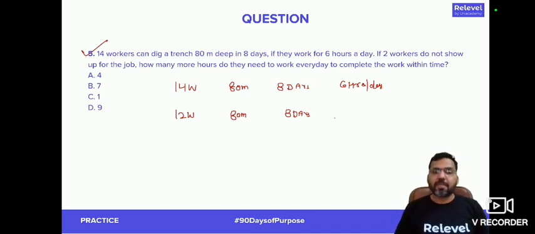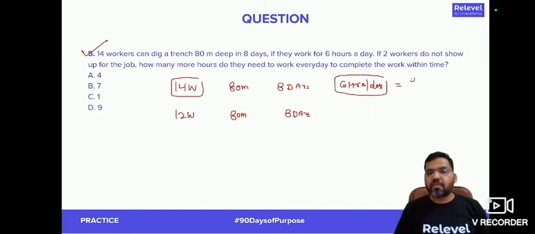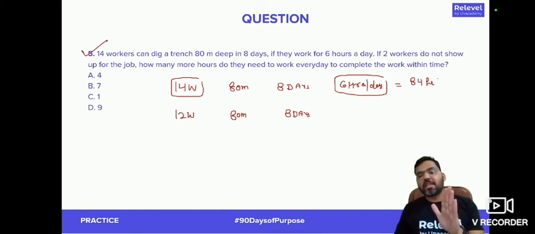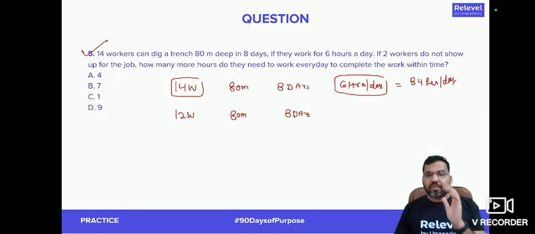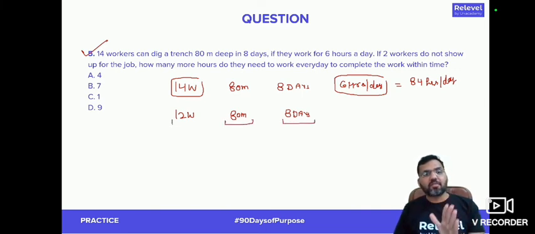What you can do is, 14 workers when working for 6 hours per day are basically working for 84 hours per day, right? The total work being done is 84 hours on a daily basis. Now, if I do not want to change my number of days and my work is also constant, but the number of workers is 12, tell me what number I should take so that 12 into this number is equal to 84 hours per day. What should I multiply 12 with so that my total work is still the same on a daily basis?